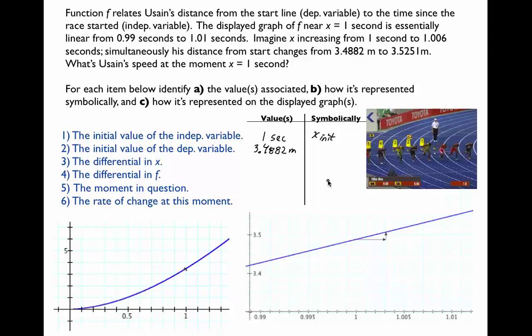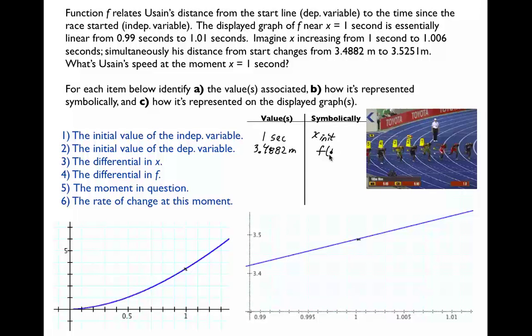Okay, number 2, symbolically, how do we represent that initial value of the dependent variable? Should know this. Some people are saying it. f of 1. How many people got that before we said it? Not enough. The function notation gives values of the dependent variable. This is huge. Remember doing that a couple weeks ago? Function notation gives values of the dependent variable.